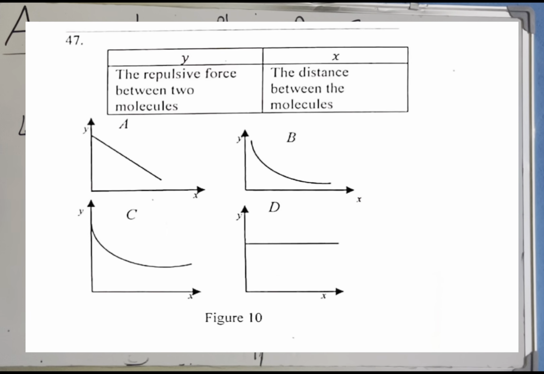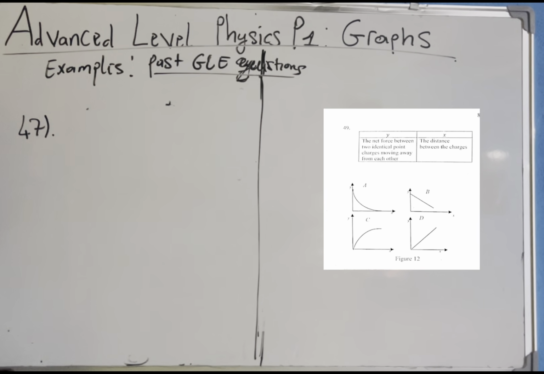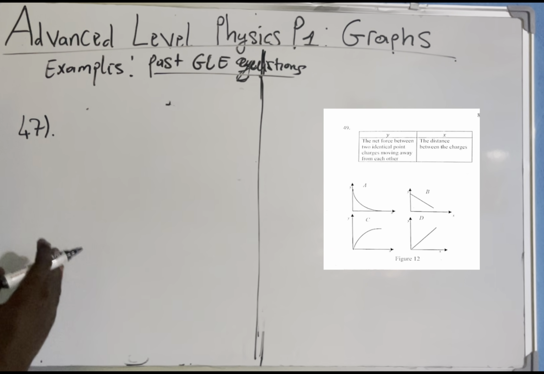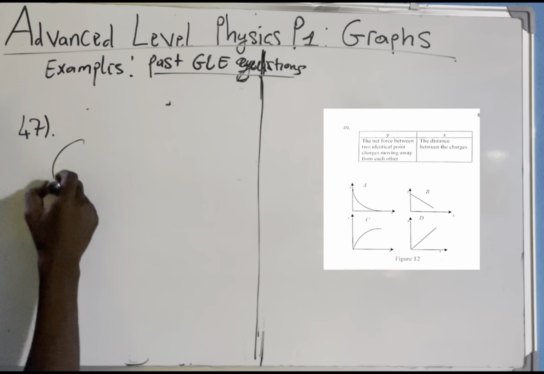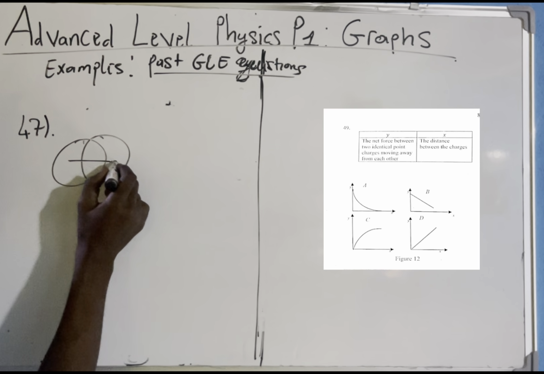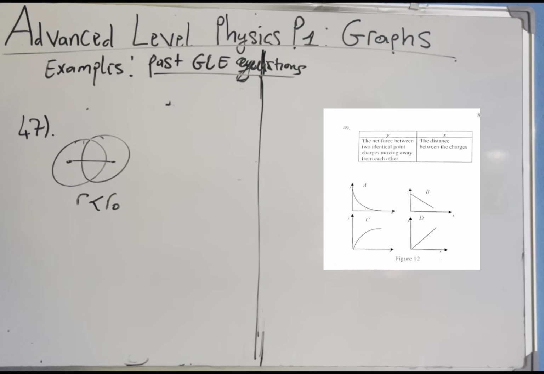Now 47, Y here is the repulsive force between two molecules, and S is the distance between the molecules. What you should know here is that the repulsive force exists when the molecules are close together. When the molecules move far apart, the repulsive force reduces. This is when repulsion dominates, because R is less than the equilibrium separation.